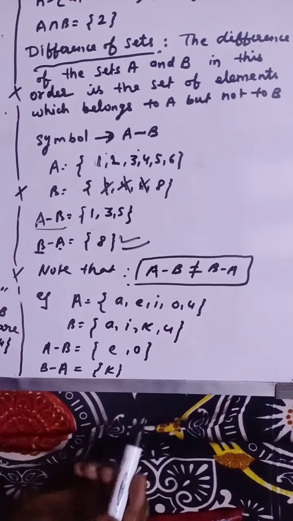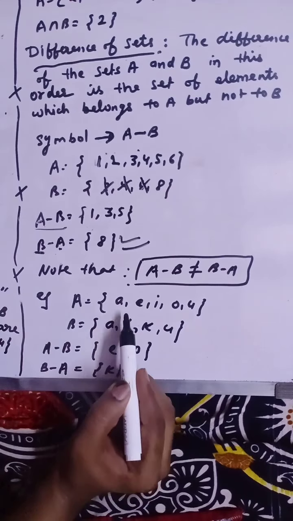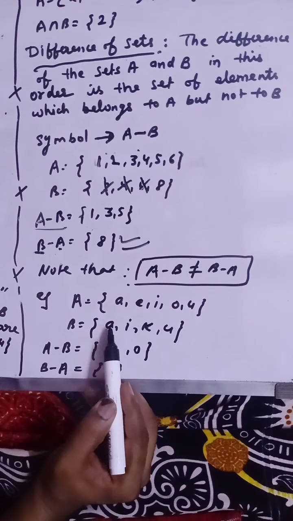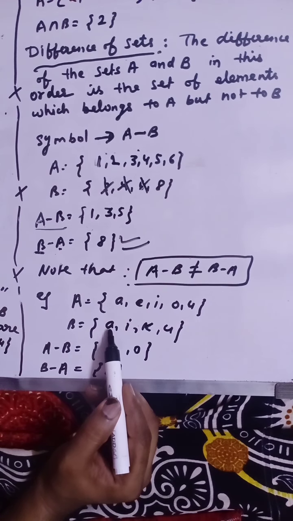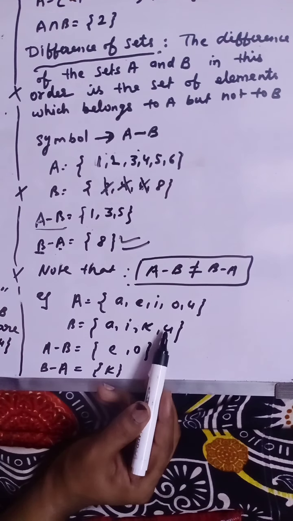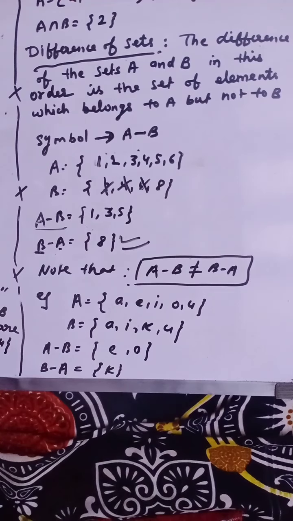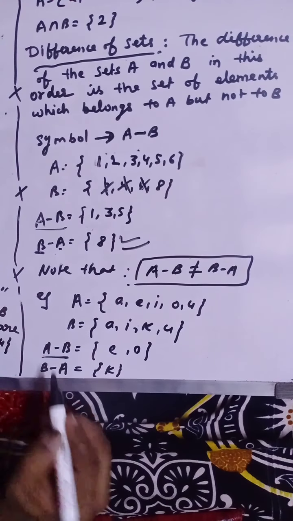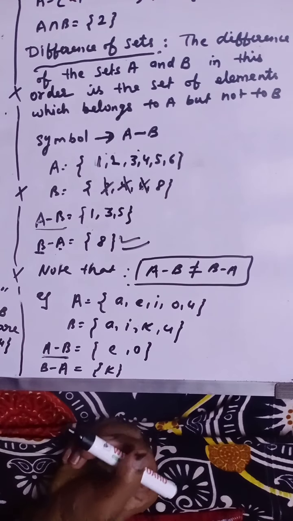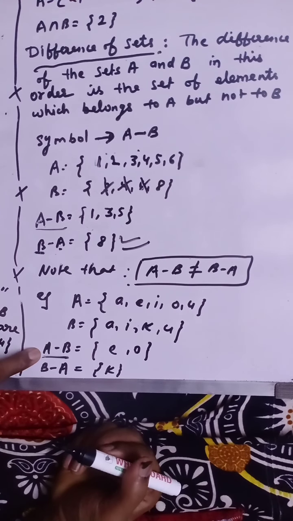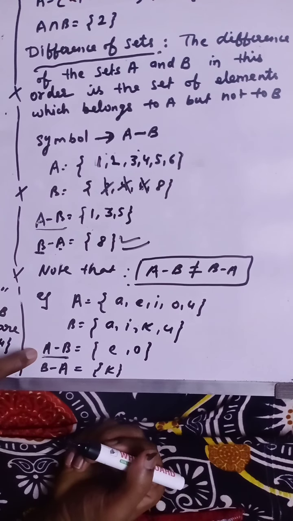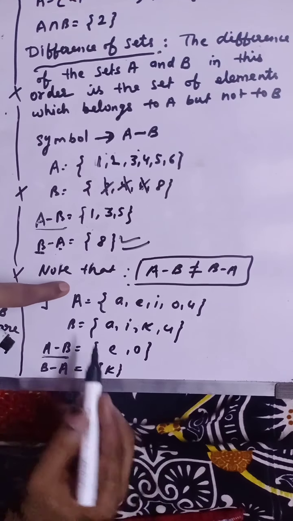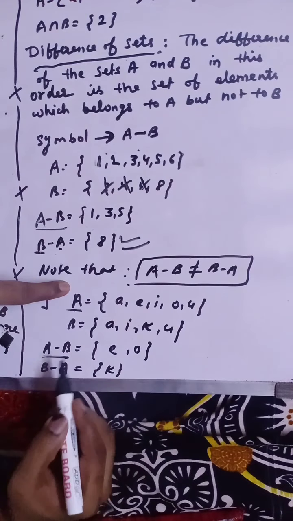See, here A is a set of all vowels of the English alphabet and B is a set of a, i, k, u. Here you have two sets and you have to find out A minus B. How will you find it out? First we are subtracting from A, so you have to mark A first. So A minus B.